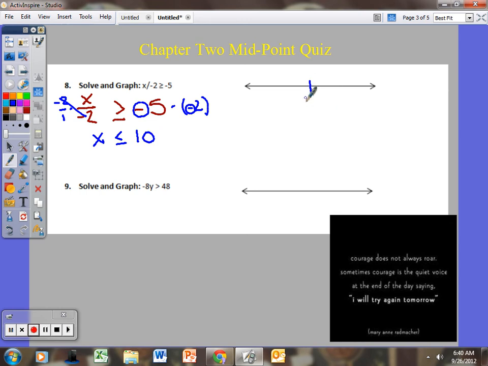If I were to graph this, 10 is here. I have a closed circle because 10 is included in the solution set, and it says x is less than, so all values that are less than 10 would be to the left of 10 on a number line.